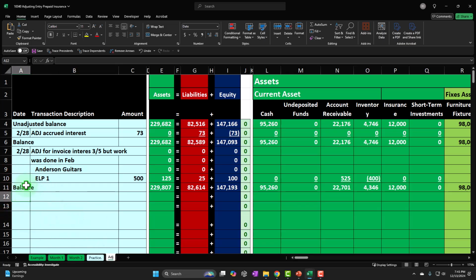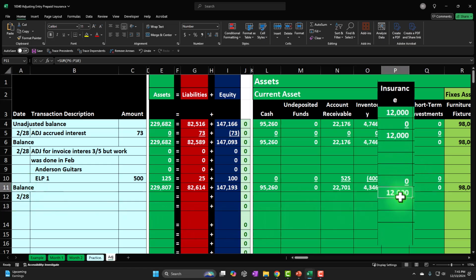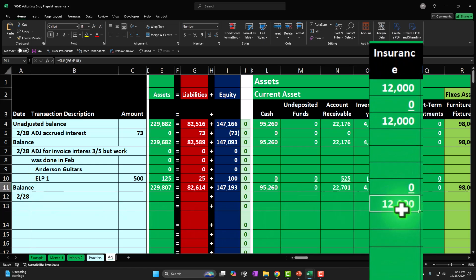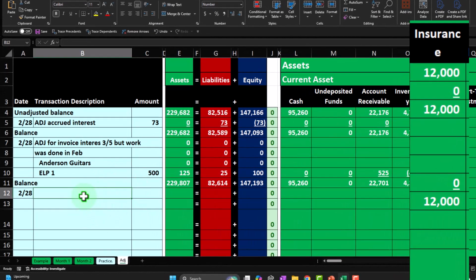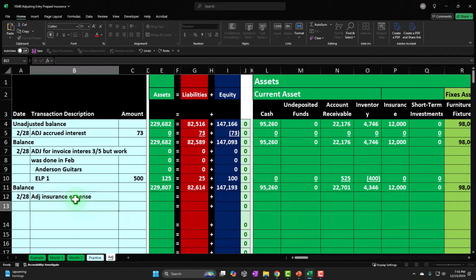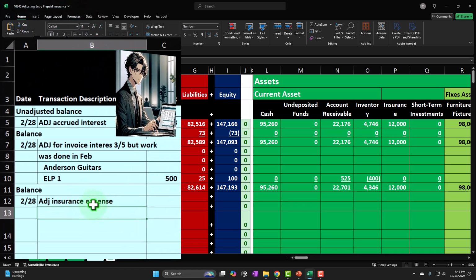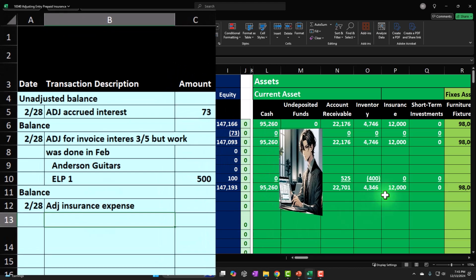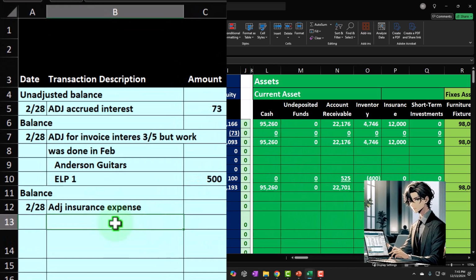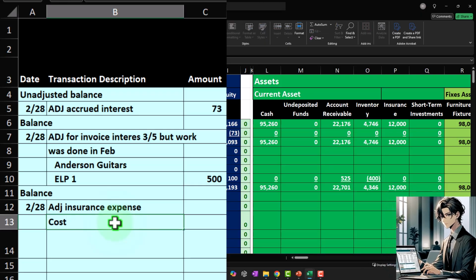Adjusting tab, we're going to say this is going to happen on 2/28. I look in my sheet over here. I see that I have $12,000 in prepaid insurance. So we're going to say, okay, we need an adjusting entry for insurance expense. So what would we do then? We'd get the insurance policy and say what period is covered by the insurance policy for which we paid the $12,000. So we're going to say the cost for a year. Let's say that the year cost $12,000.